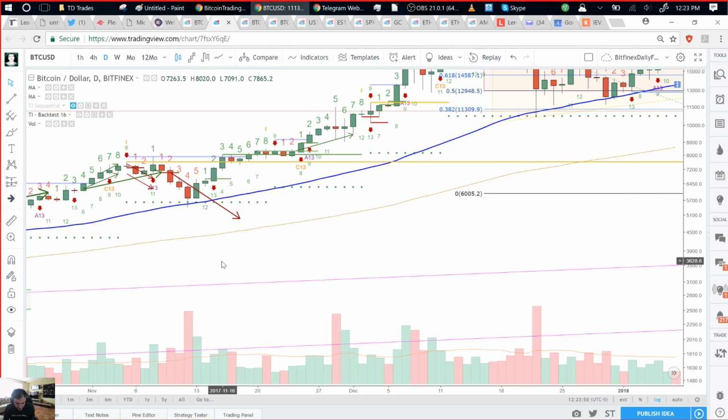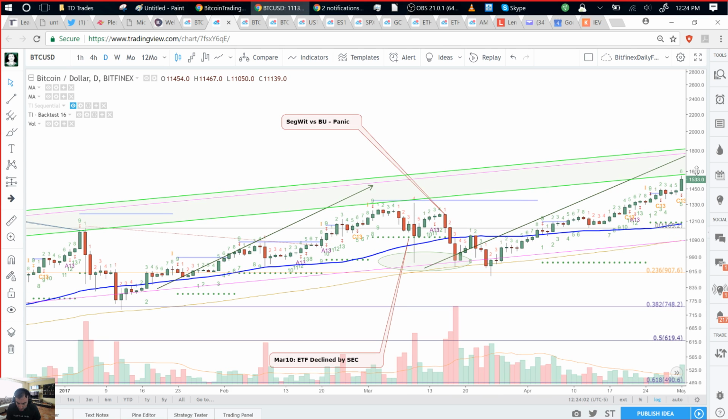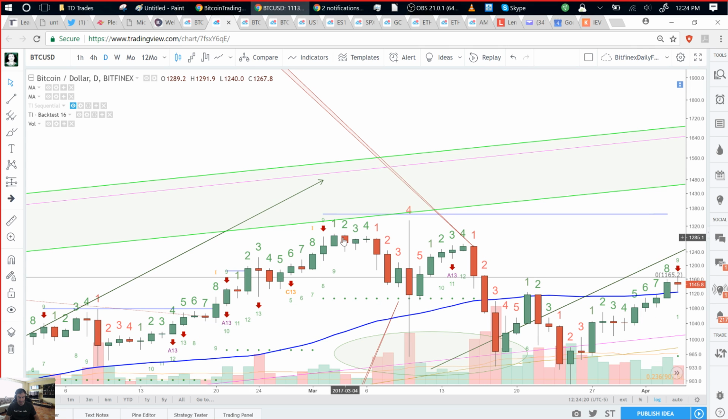Yeah, and then this was the mess over the Bitcoin ETF back in March of 2017. Yep. So we're looking at this mess. I warned people to get out in this area because of, well, it was before I was looking at the nines, so it actually had nothing to do with the DeMark counts. I wasn't looking at it back then.